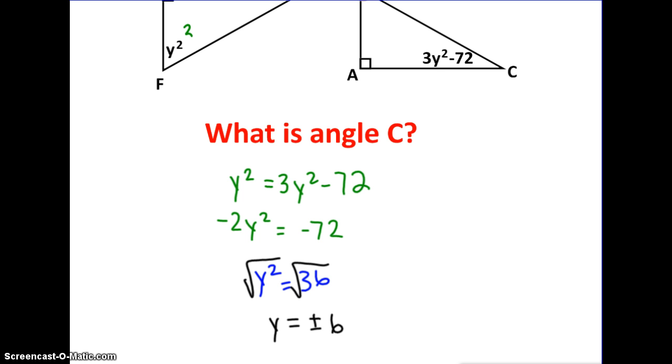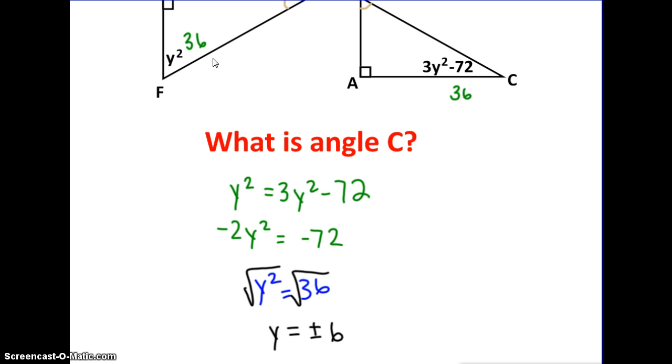6 squared is 36. 6 squared times 3 minus 72 is also 36 degrees. So I can either put in plus or minus 6, either negative or positive, and I'm going to get 36 either way, because when I square negative 6, it's going to become a positive 36. Make sure when you're typing it in your calculator that you're putting it in the parentheses. Otherwise, your calculator will think you just want to square the 6 and then multiply by the negative.